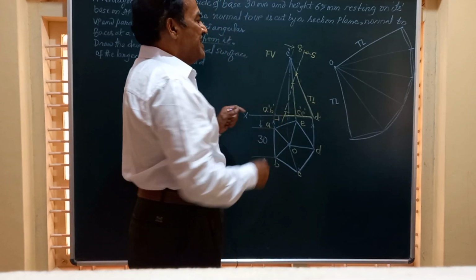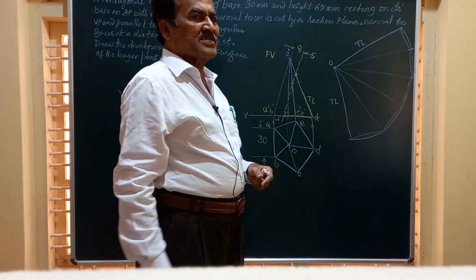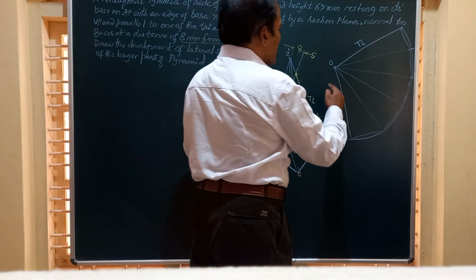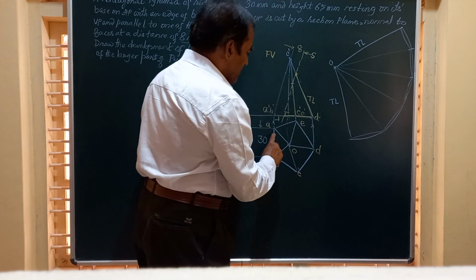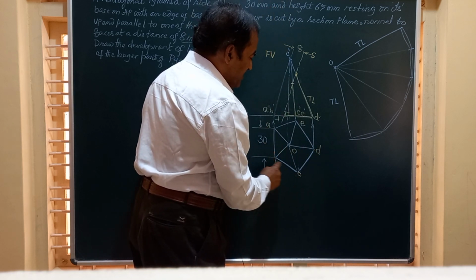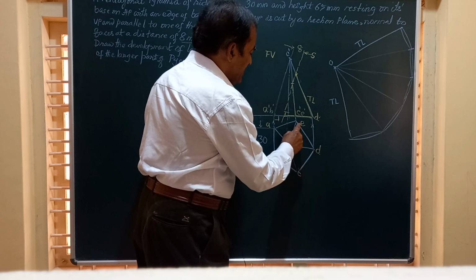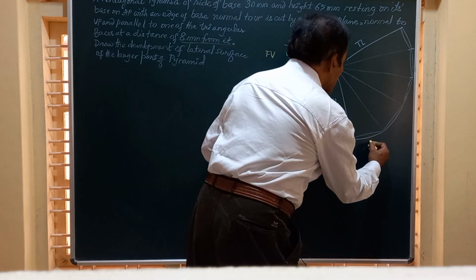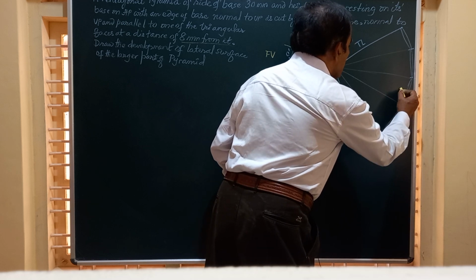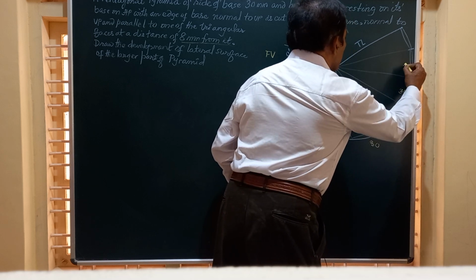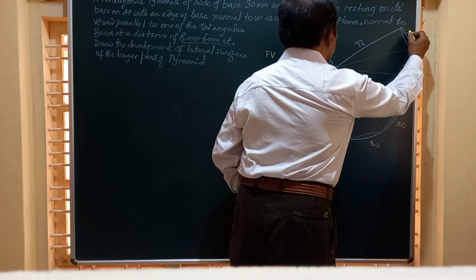Now friends, taking this length as the radius, I am going to draw a sector here on which I am going to mark 5 steps AB, BC, CD, DE and EA, each of 30 millimeter. 30, 30, this is 30, 30 and finally this is 30.